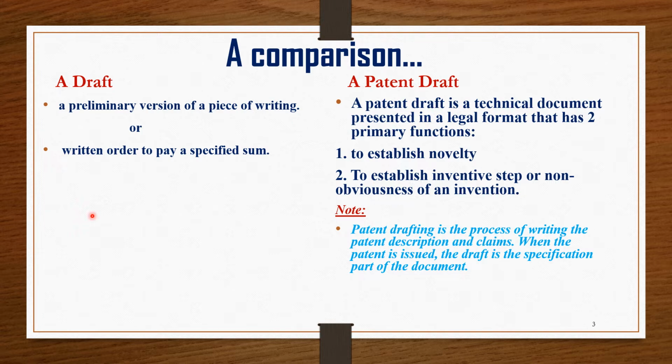So, whenever you try to understand the meaning of this statement that I have written in the note part, then your confusions will be clarified. Fine. So, just remember, patent drafting is the process of writing the patent description and claims. Fine. And when the patent is issued, the draft is the specification part of the document. Fine. So, the comparison has been done. Let us proceed.